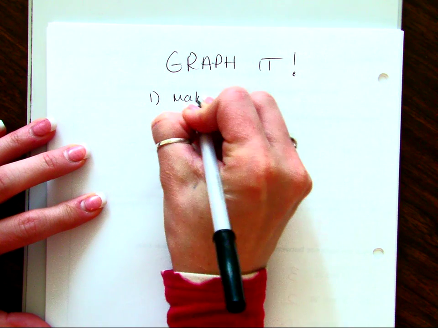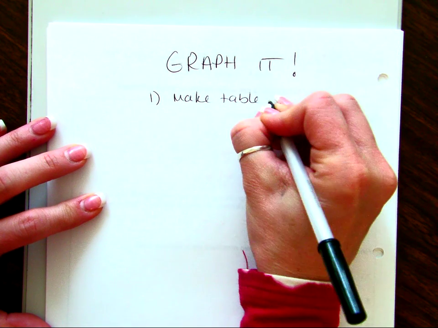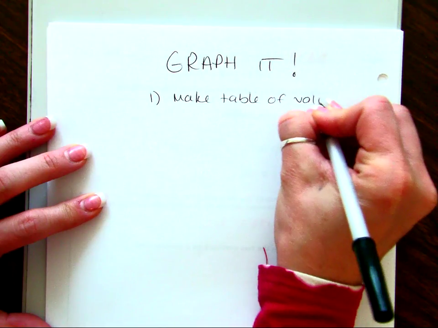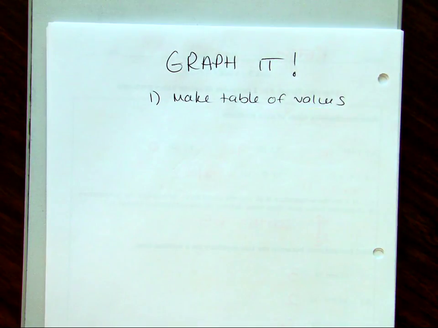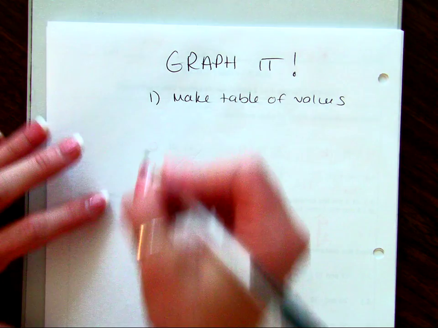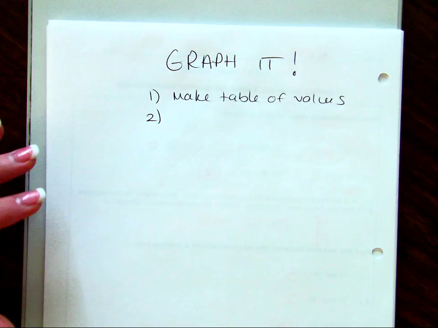So if you make a table of values and then plot the points, you can't go wrong. So making a table of values works every single time. It's a little tedious though. And by tedious I mean kind of takes a long time. You have to do a lot of little math. And when you do lots of little math, sometimes we make mistakes. So it's not the best way.